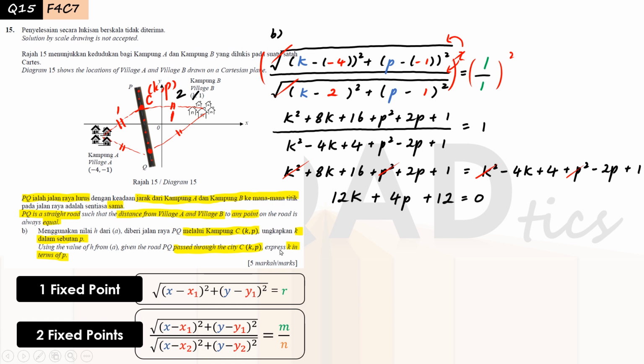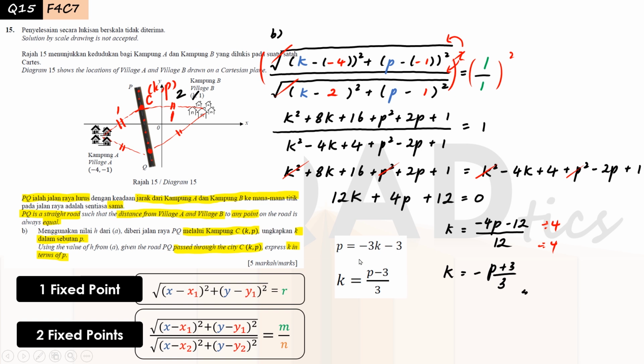Now it says express k in terms of p, so k on the left, everything to the right. If you see the values here, we can actually simplify it. Both sides we are going to divide by 4. So this would be the result. But just to let you all know, the answer given in the answer sheet and mine is a bit different, but I think theirs is wrong.